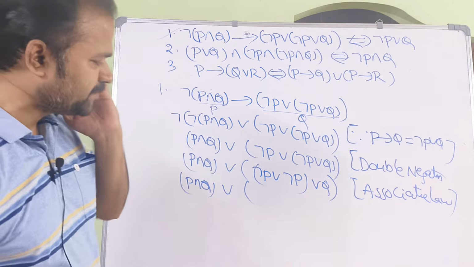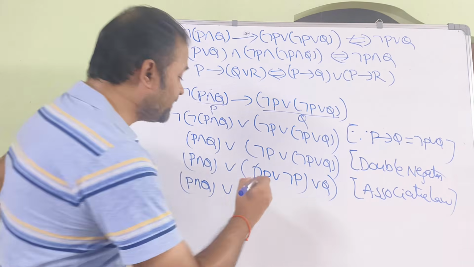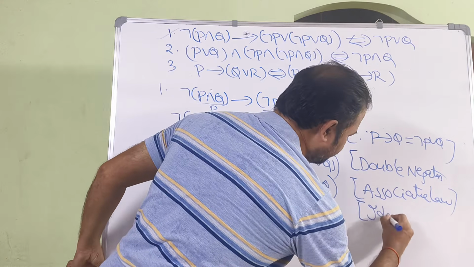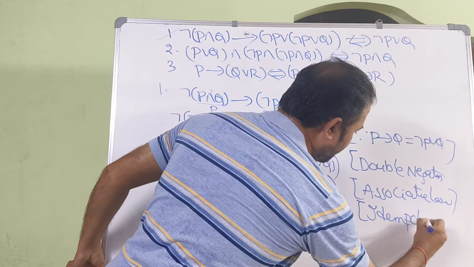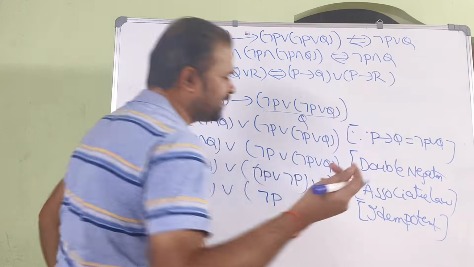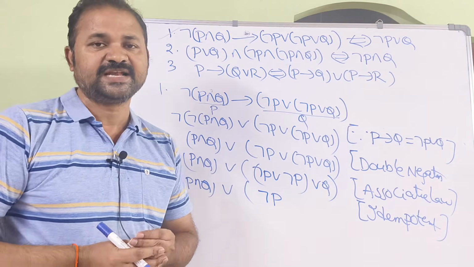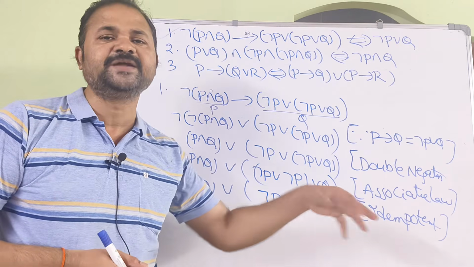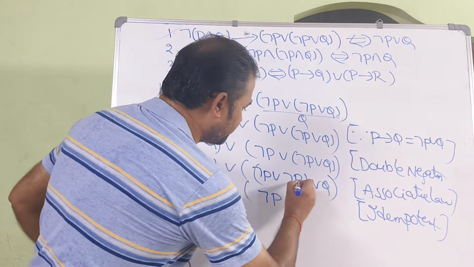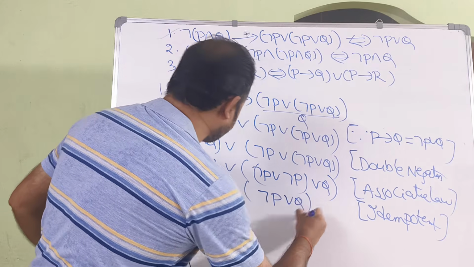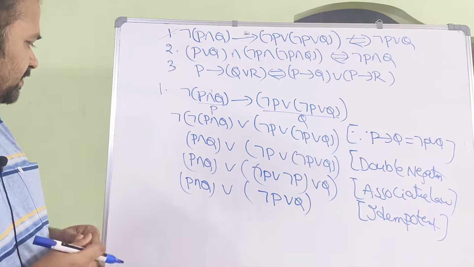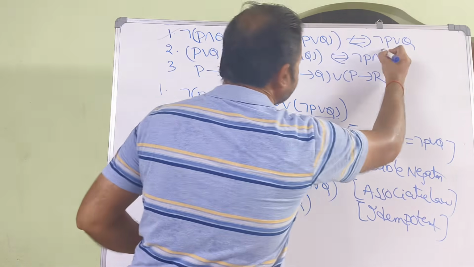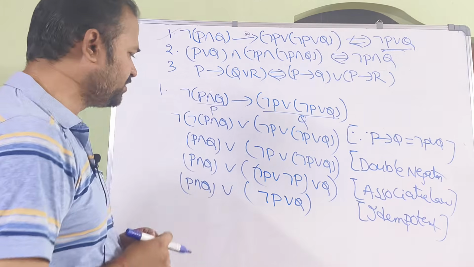Next, negation P or negation P. What is the result? Negation P is the result. This is the idempotent law. What is the idempotent law? If we perform an operation on a single proposition, then we get that proposition only. So P or P means P, P and P means P. So negation P, next we have or Q: negation P or Q. This negation P or Q is the result.